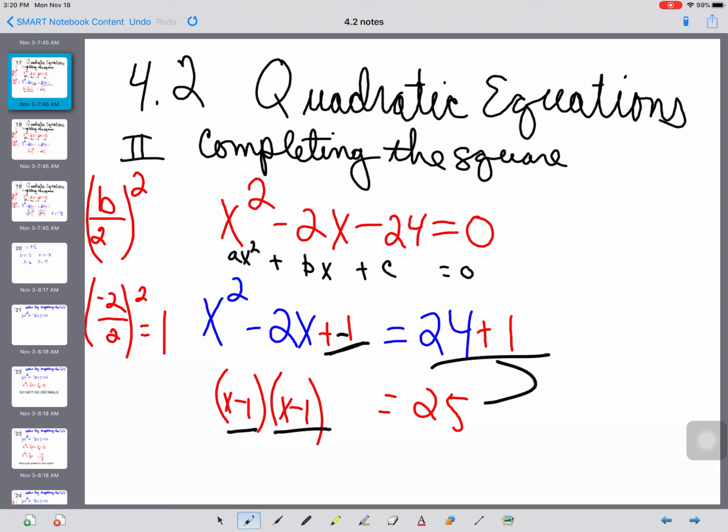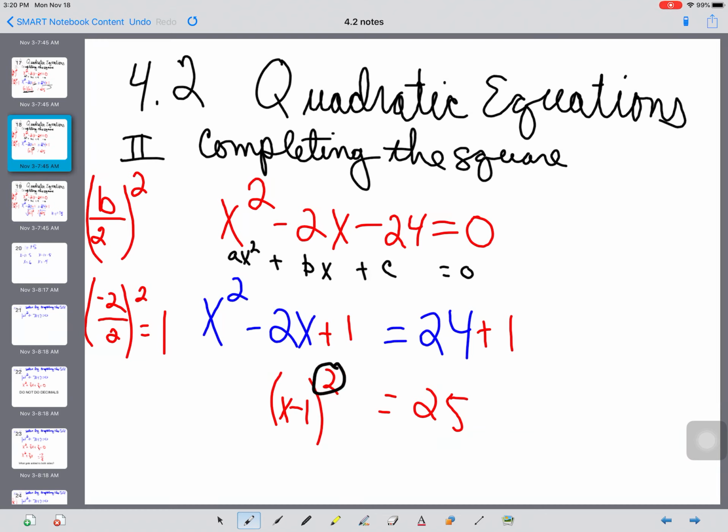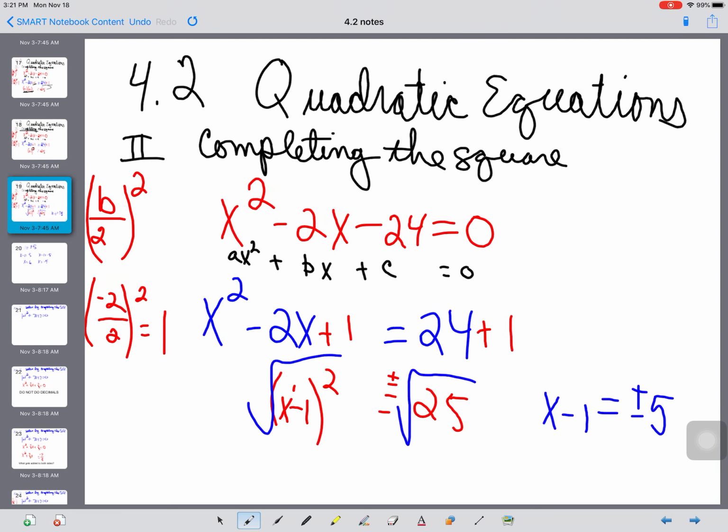And more specifically, it'll always factor as the exact same thing twice. 1 plus 24 over here is just 25. But since this is the same factor twice, instead of writing it 2 times, I can write it as one of them squared. And I've completed the square. This is now a perfect square. And the way to solve a perfect square is to get rid of the square by taking a square root. Don't forget the plus and minus when you do that.